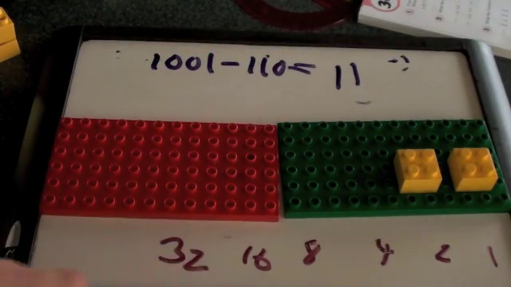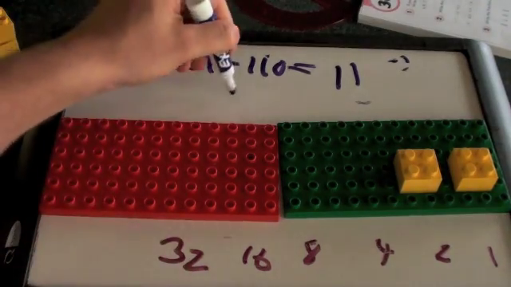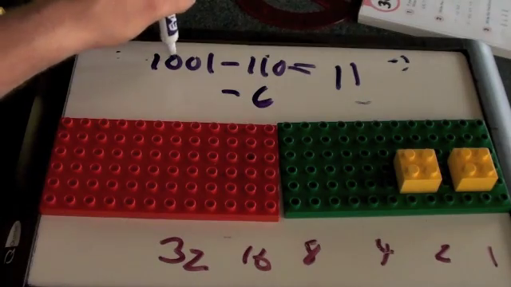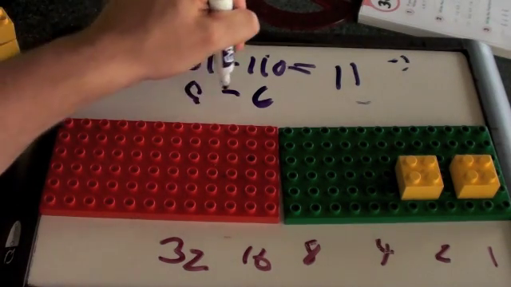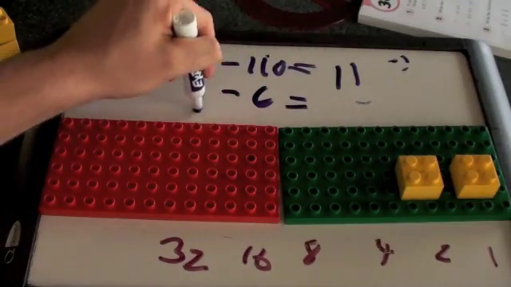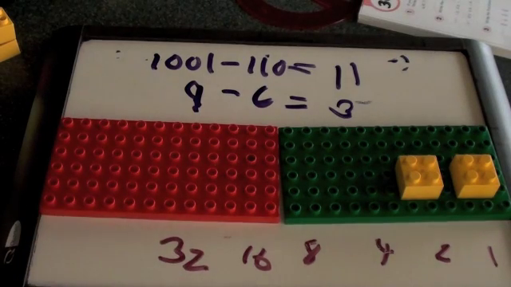Should we check if that's right? Well, we know 1, 1, 0 is 6. What's 1, 0, 0, 1? So 1 in the 8s and 1 in the 1s, which is 9. So 9 minus 6 equals 3. And does 1, 1 equal 3? Yes. Very good.